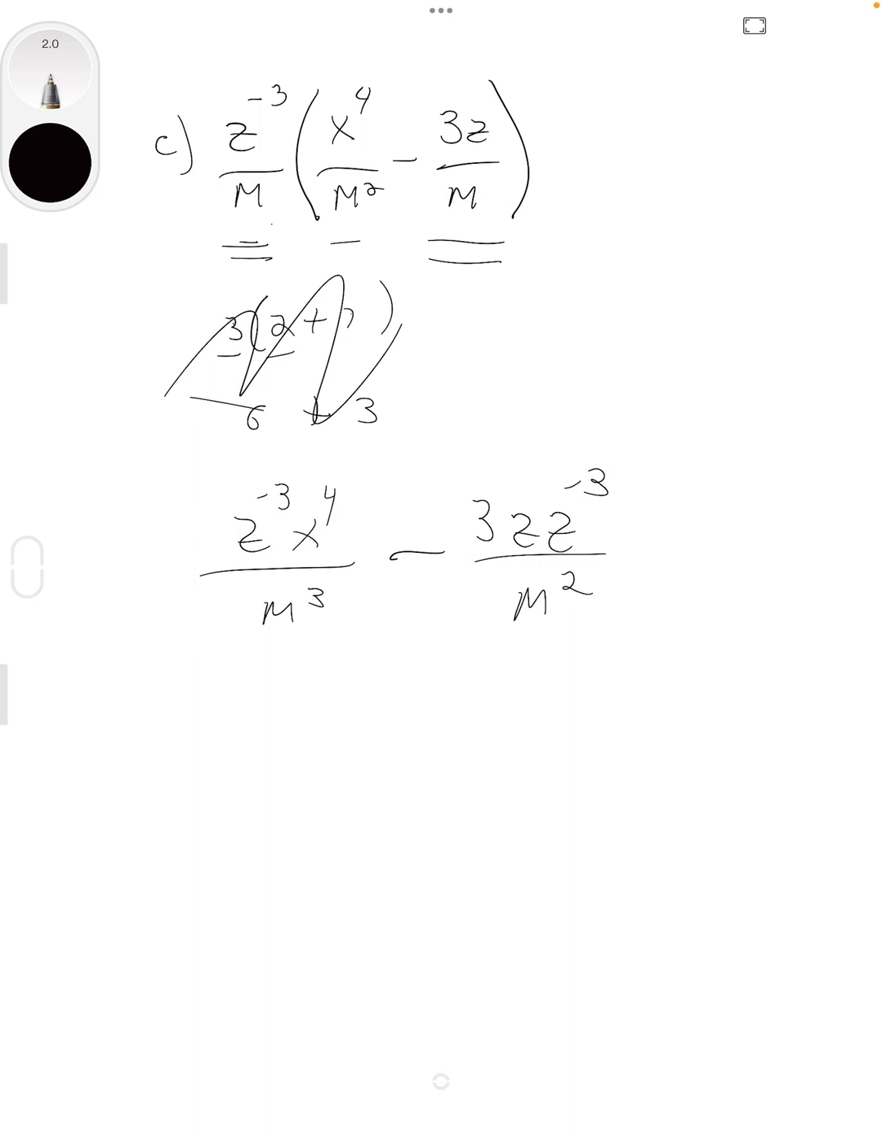And then the answers are all in the numerator, so I'm going to rewrite this one as z to the minus 3, x to the 4th, m to the negative 3, minus 3, this is z to the minus 2, because z to the 1st, again, 1 plus negative 3 is negative 2, m to the negative 2. And that's the answer. If you wanted them all in the numerator, in other words, not fractions.